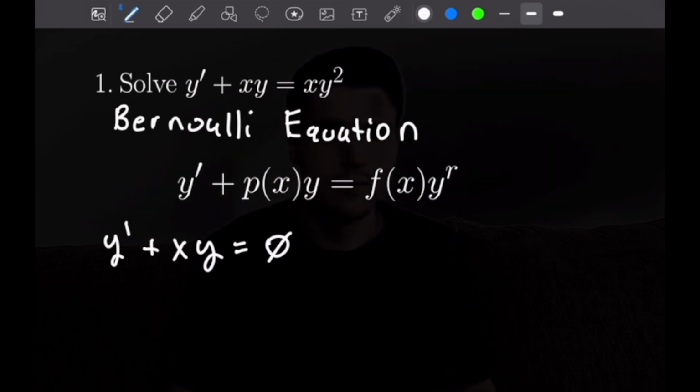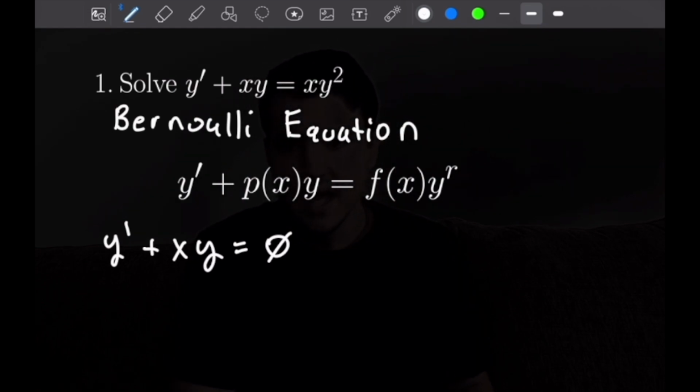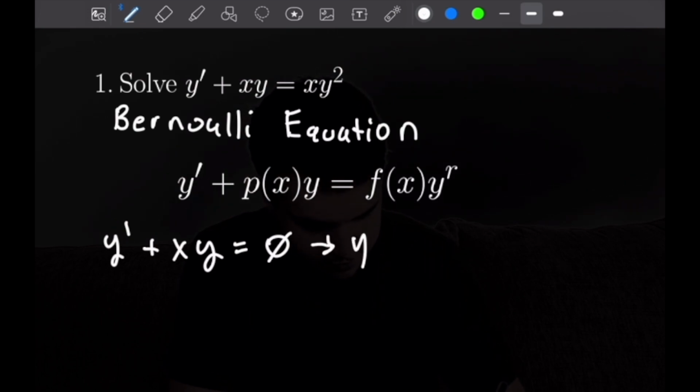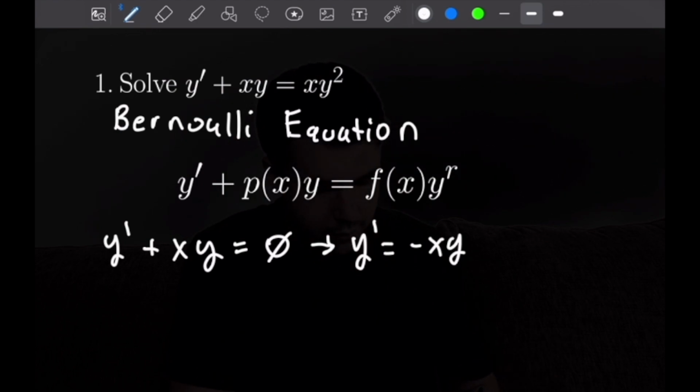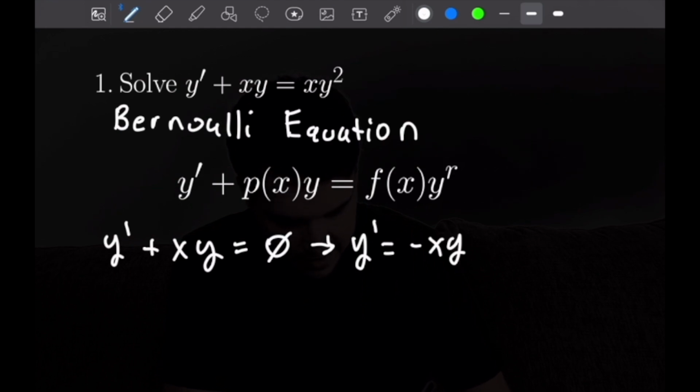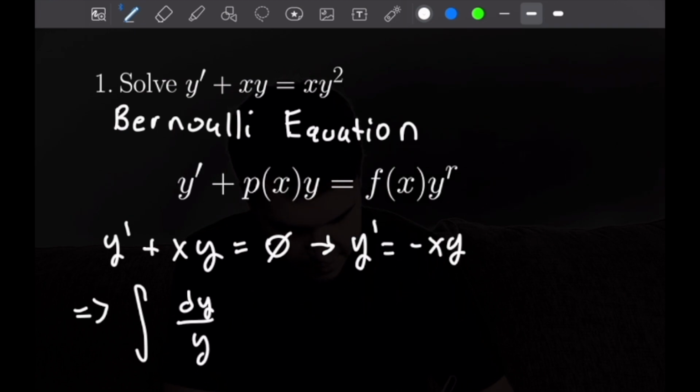So let's go ahead and solve this homogeneous equation to start. We can begin by noting that this differential equation is indeed separable. So let's go ahead and separate our variables. We'll subtract our xy to the other side, and that will give us y prime is equal to negative xy. Then we'll divide our y over, and we can take our antiderivatives. So doing that will give us the following: the antiderivative of dy over y is equal to the antiderivative of negative x dx.